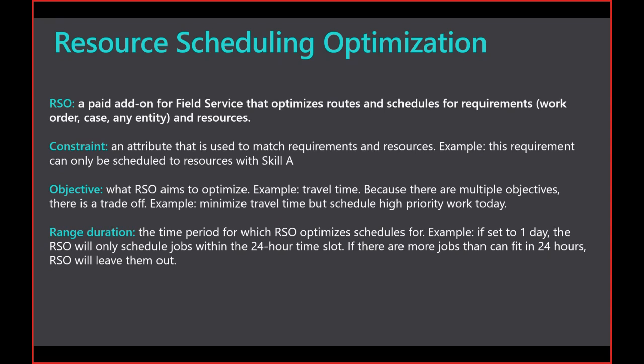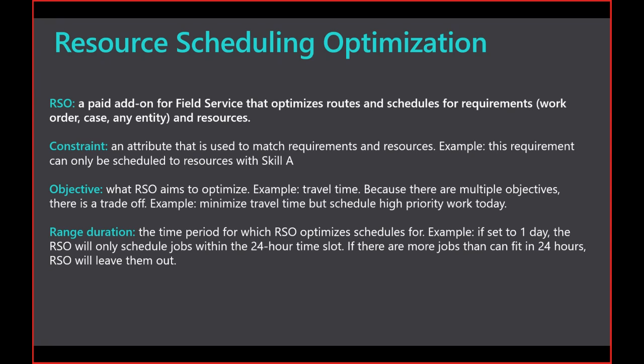Fei-Fei is going to talk a lot about new constraints. And a constraint in terms of RSO is an attribute that is used to match requirements and resources. So an example is a requirement can only be scheduled to resources with skill A. In this case, skills are a constraint because RSO is constrained by the resources it can schedule it to.